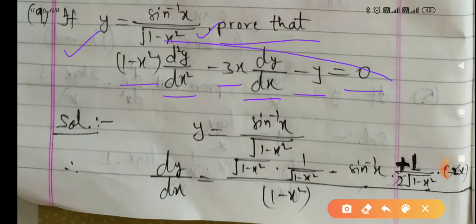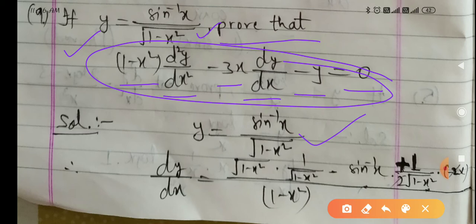This is the equation you have to prove. y equals sin inverse x upon under root 1 minus x square, it is given. First find the first derivative, dy upon dx, applying the u upon v rule. The square of the denominator, which is under root 1 minus x square, will be 1 minus x square.